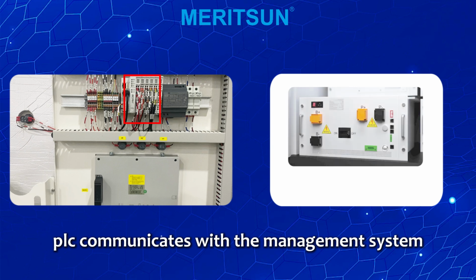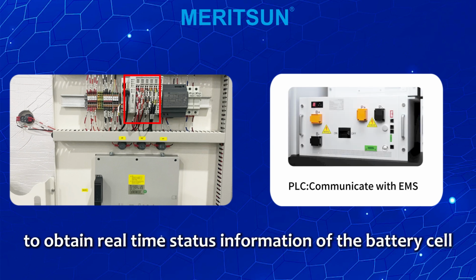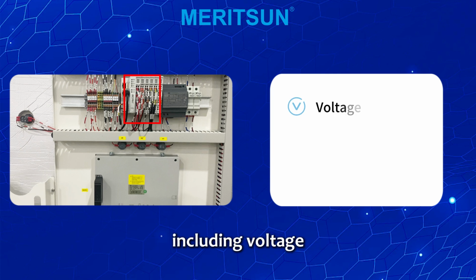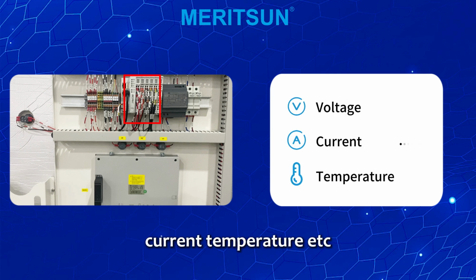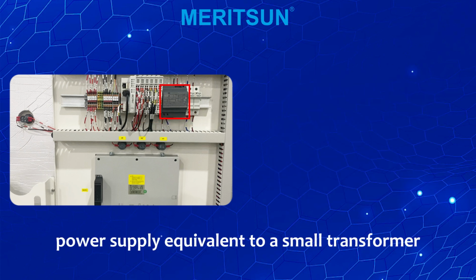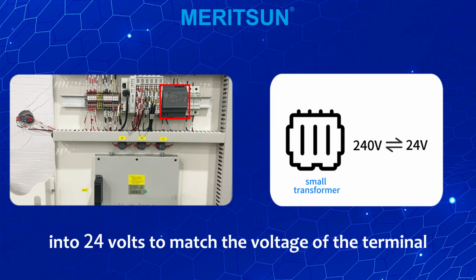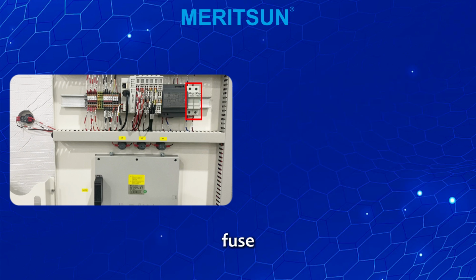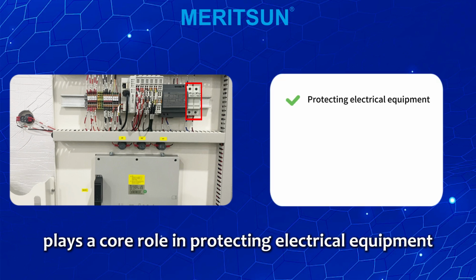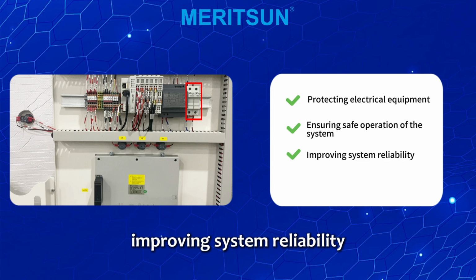PLC, communicates with the management system, EMS, to obtain real-time status information of the battery cell, including voltage, current, temperature, etc., to ensure the safe operation of the battery pack. Power supply, equivalent to a small transformer, which converts 220 volt voltage into 24 volts to match the voltage of the terminal.